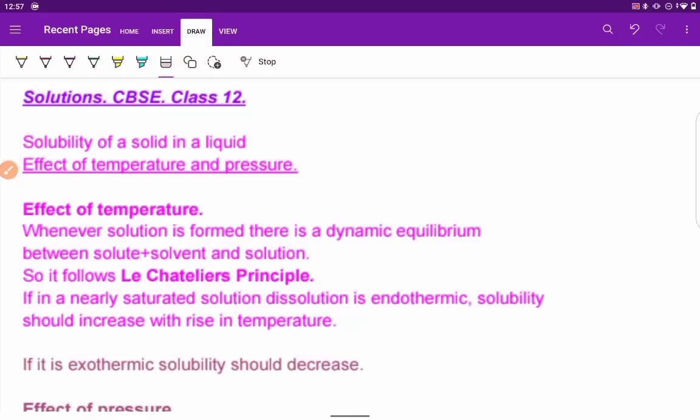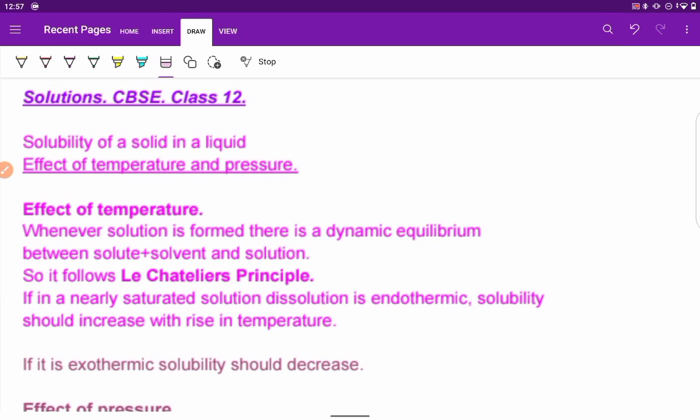Today we will continue with the chapter Solutions, which is meant for class 12 and the CBSE board. We have already started the topic solubility of a solid in a liquid. Today we will see the effect of temperature and pressure on the solubility of a solid in a liquid. First we will deal with the effect of temperature.